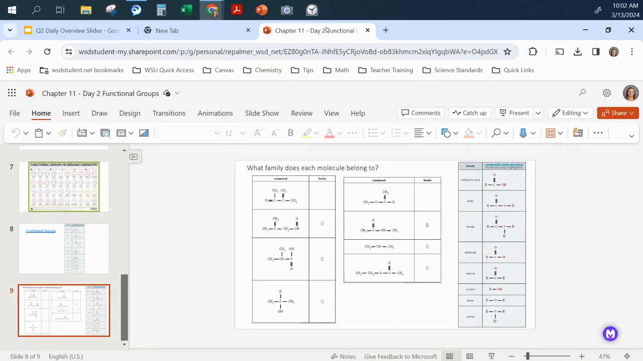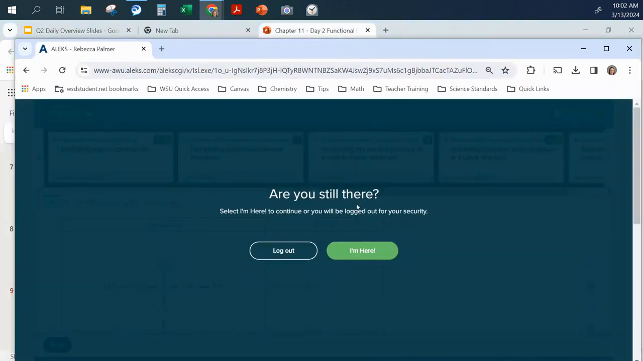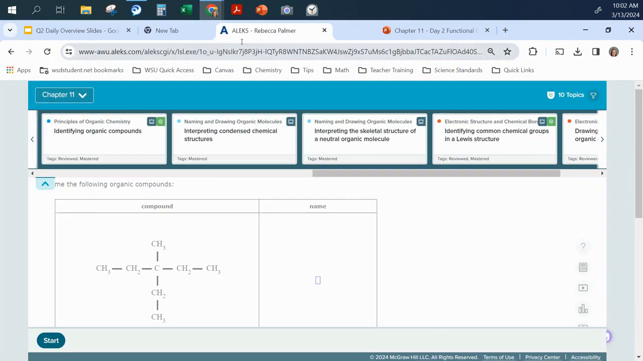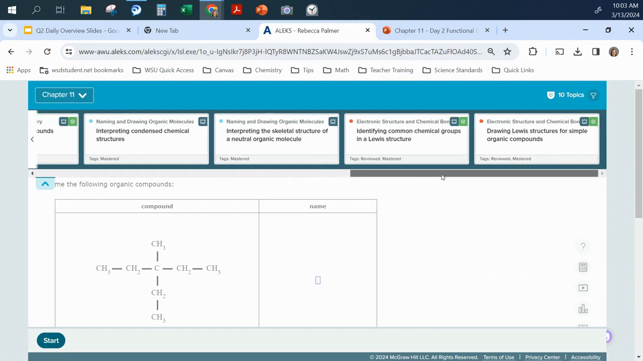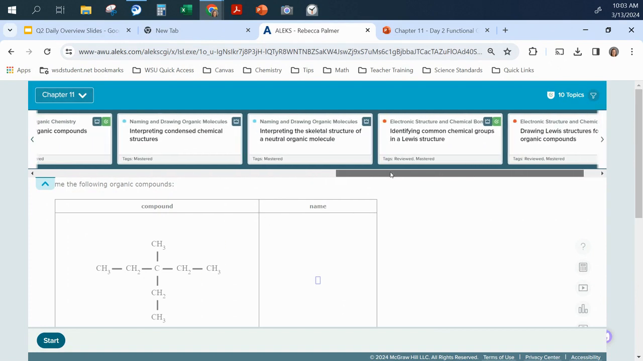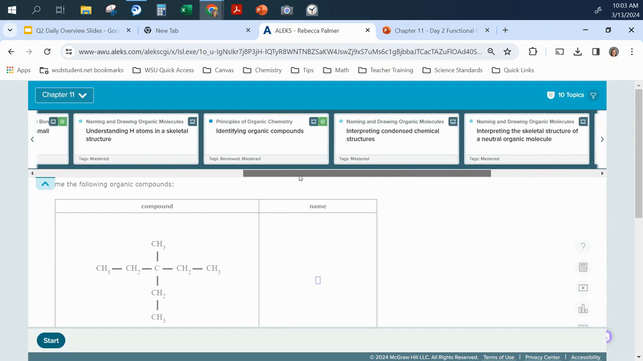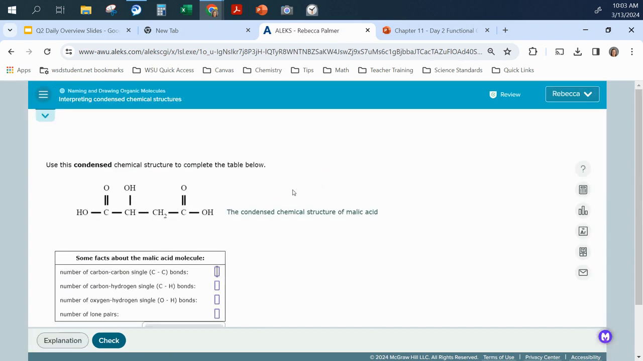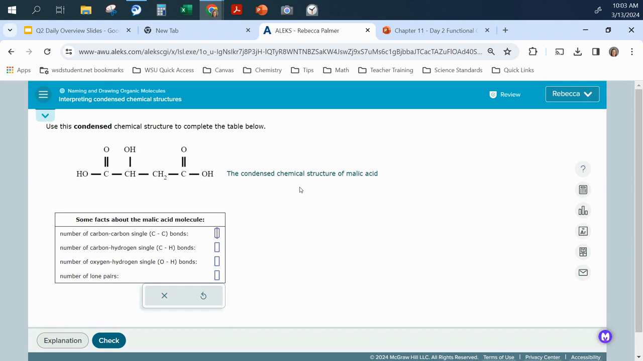Now we're going to practice some in Alex. And I opened it, hopefully it's still great. Still logged in. I'm still here. Okay, let's see which ones. Not that one. Let's see. Condensed, interpreting condensed, this is the first thing we talked about. Interpreting a condensed chemical structure.